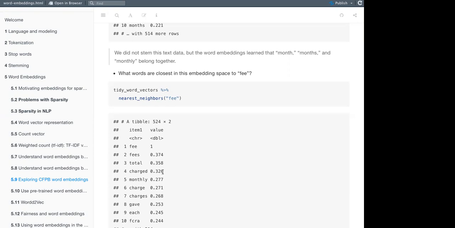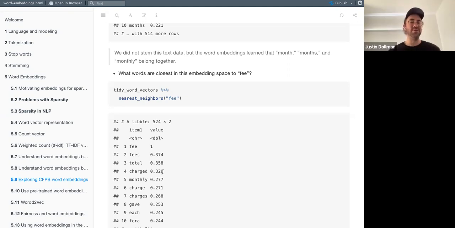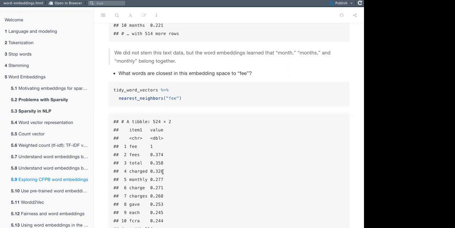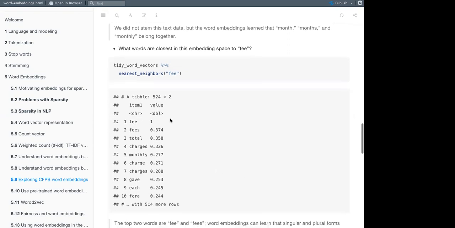Oh, yeah. So I'm opposed to pairwise mutual information. I don't like it. Okay, good one. So there's something like with fee and fees, you can see it.